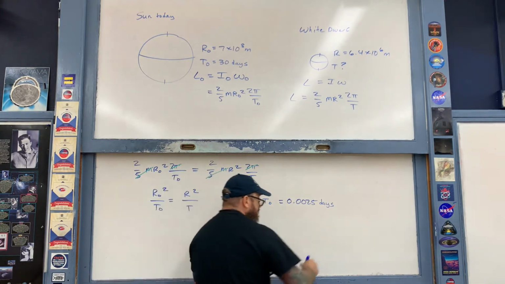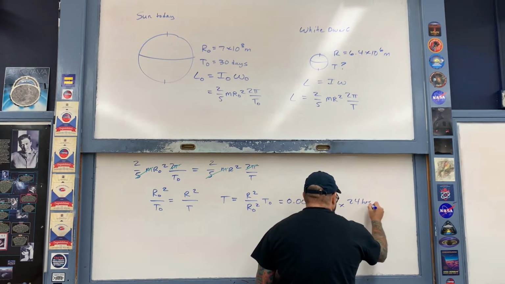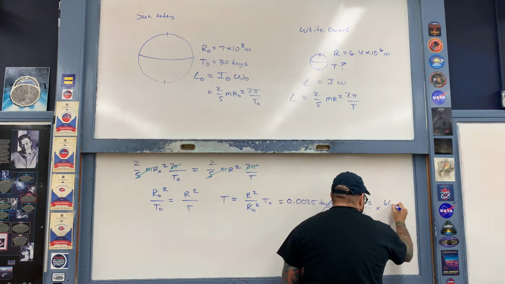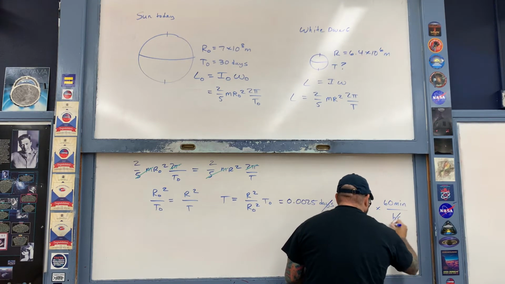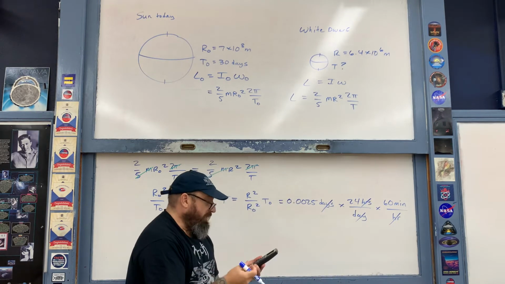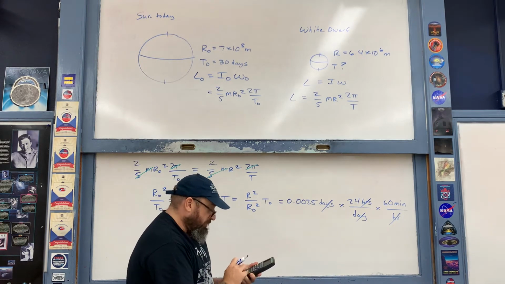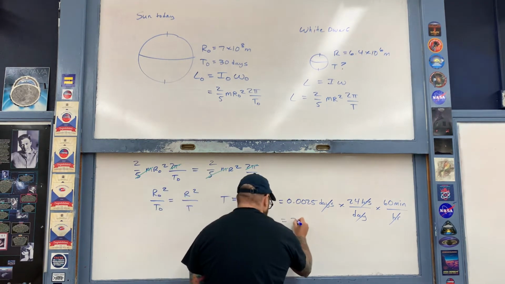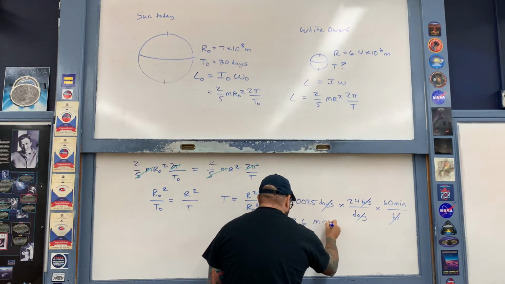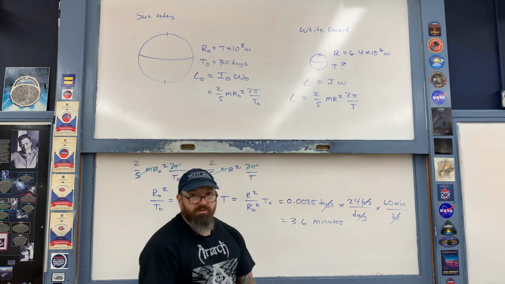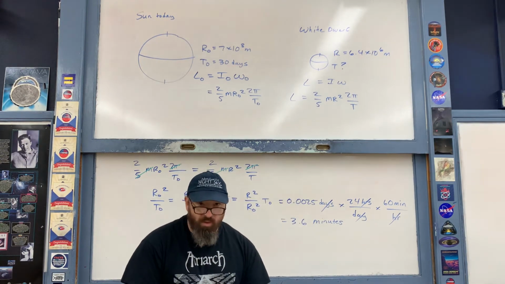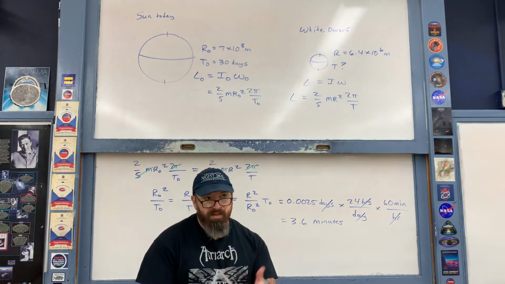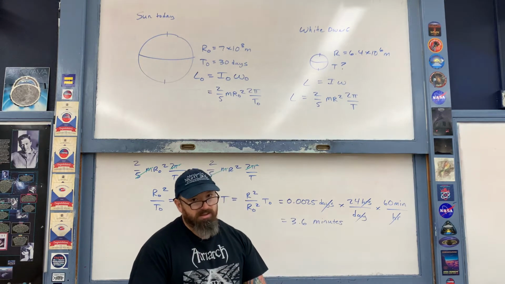To convert this into minutes, I'm going to multiply by 24 hours per day. Days cancels out. Then multiply by 60 minutes per hour. Hour cancels out, and therefore we'll end up with an answer in terms of minutes. So times 24 times 60, and this ultimately comes out to be about 3.6 minutes. That is the rotation rate of the sun when it eventually becomes a white dwarf. So these are some of the details of what will eventually happen to the sun when it begins to reach the end of its life.